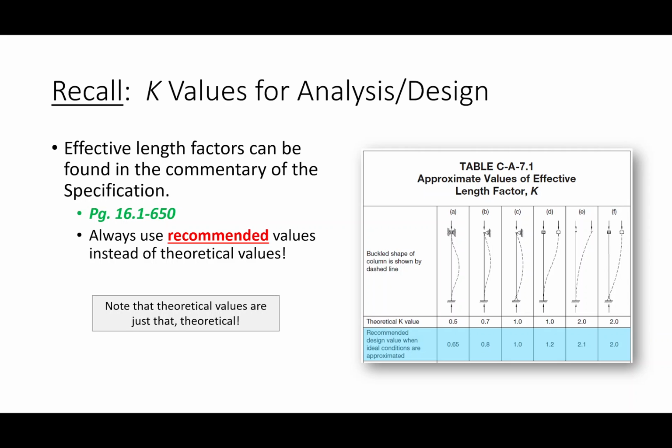Remember, we use the recommended values, not the theoretical ones. The idea is that, for example, case A is a perfectly fixed column, but there's no such thing as perfect fixity with infinite rotational stiffness. It doesn't work like that, okay? Does that make sense? Okay.